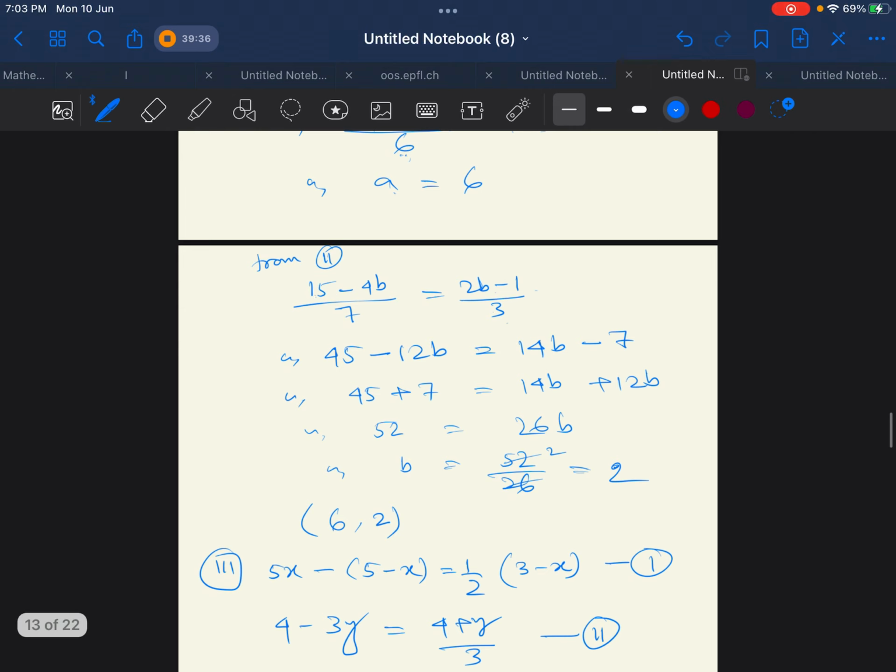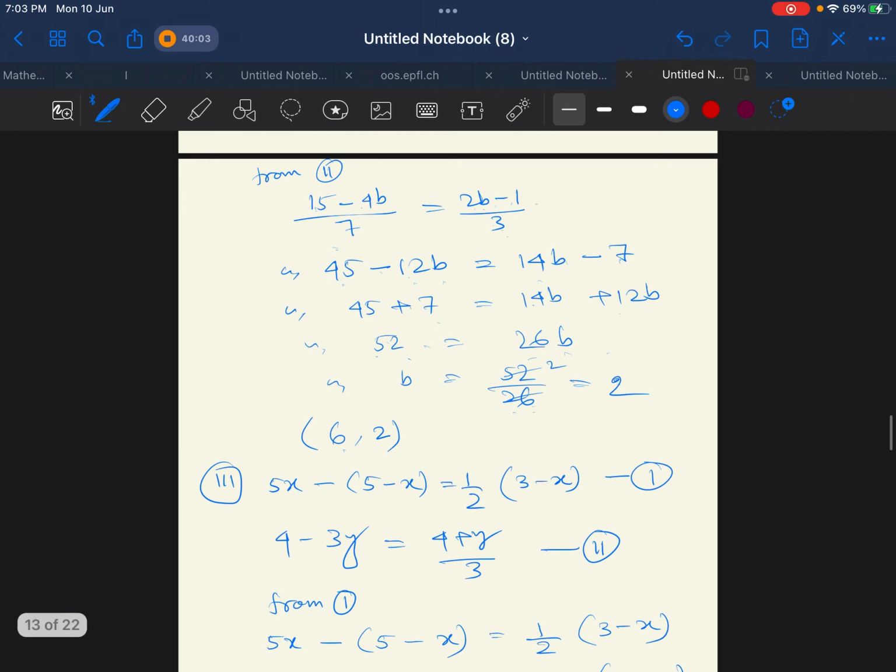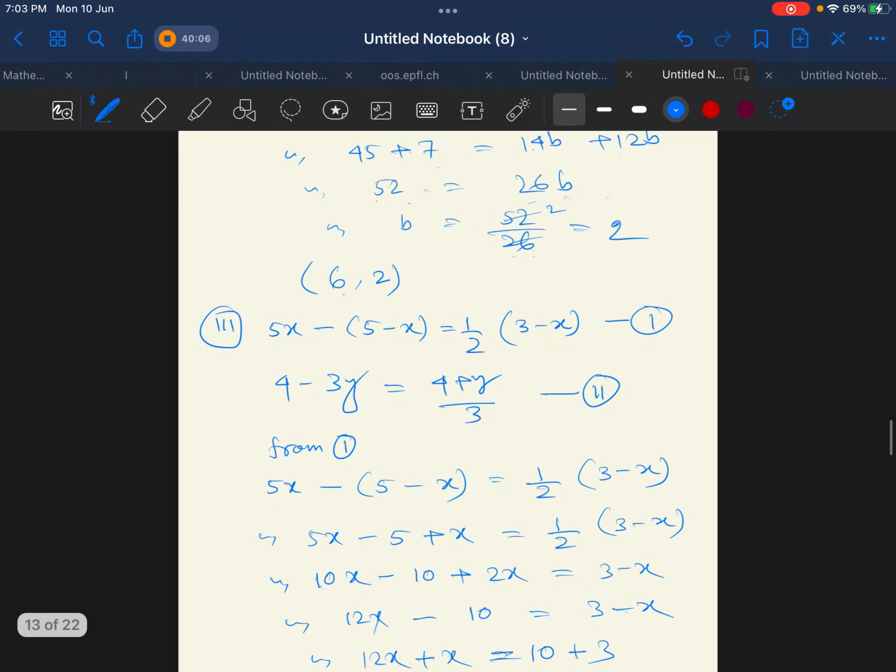From equation 2, 15 minus 4b by 7 equals 2b minus 1 by 3. So 15 into 3, 45, minus 4 into 3, 12b equals 7 into 2b, 14b, minus 7. So 45 plus 7, 52, equals 14b plus 12b, so 26b. b equals 52 by 26. So 52 divided by 26, we get 2. So the point is 6, 2.